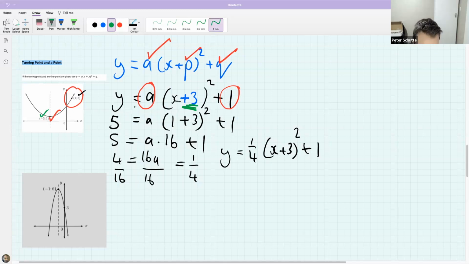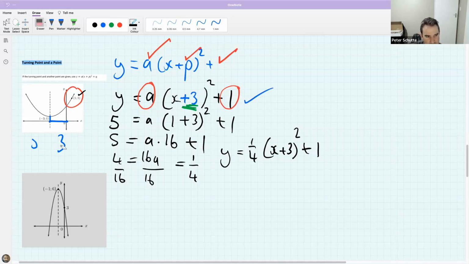So just think about it this way. If the turning point has a y coordinate that's 1, that will be Q. But if your turning point has an x value, you need to change its sign to the opposite to get what goes in here. Or you can see that the graph has moved 3 units to the left, and if I move 3 units to the left, I need to have an x plus 3. And if I move up by 1, I have to have a plus 1 over here.